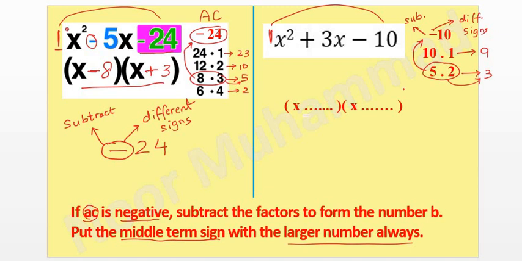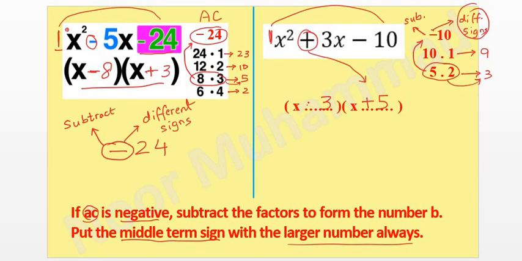So let's put the sign here. I will try to always write the bigger number first, and then the smaller number, but it doesn't matter. If someone writes the smaller number first and the bigger number later, it doesn't make any difference. The only thing is that you have to be very careful where you put this middle term sign. It always goes with the bigger number, right? So here you will write positive, and here, because we have to keep the signs different in the brackets, this one is going to be negative.